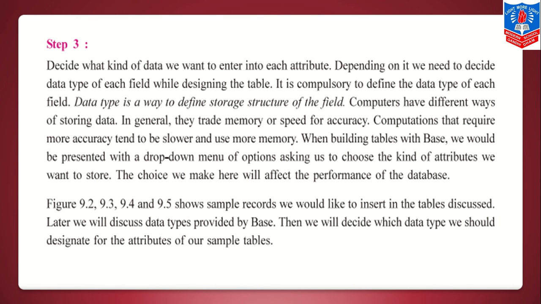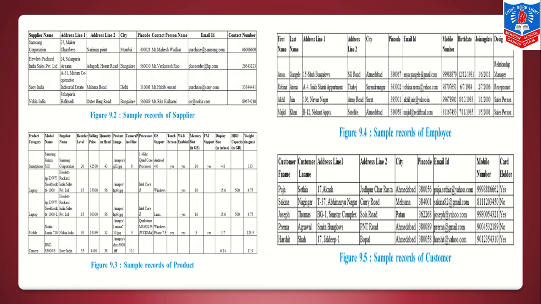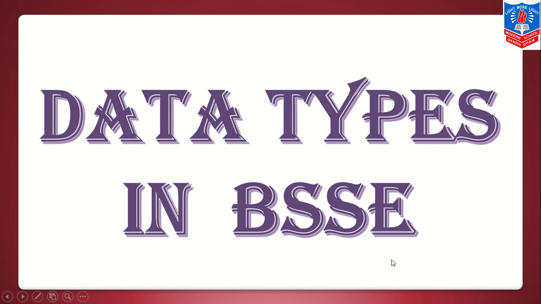Character data type. Understood, children? We will see more data types about them in the coming sessions. Here, different sample tables are there. You can see supplier, then sample records of employee, sample records of product and sample records of customer.